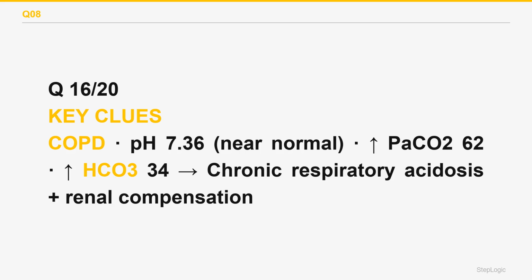In an acute respiratory acidosis, the pH would drop sharply, but here the pH is only 7.36, nearly normal, which tells you compensation has occurred. The high bicarbonate of 34 is the renal metabolic compensation. Over days, the kidneys retain and generate bicarbonate to buffer the chronic CO2 retention and pull the pH back toward normal. The combination of high CO2, high bicarbonate, and a near normal pH defines a chronic, compensated respiratory acidosis.